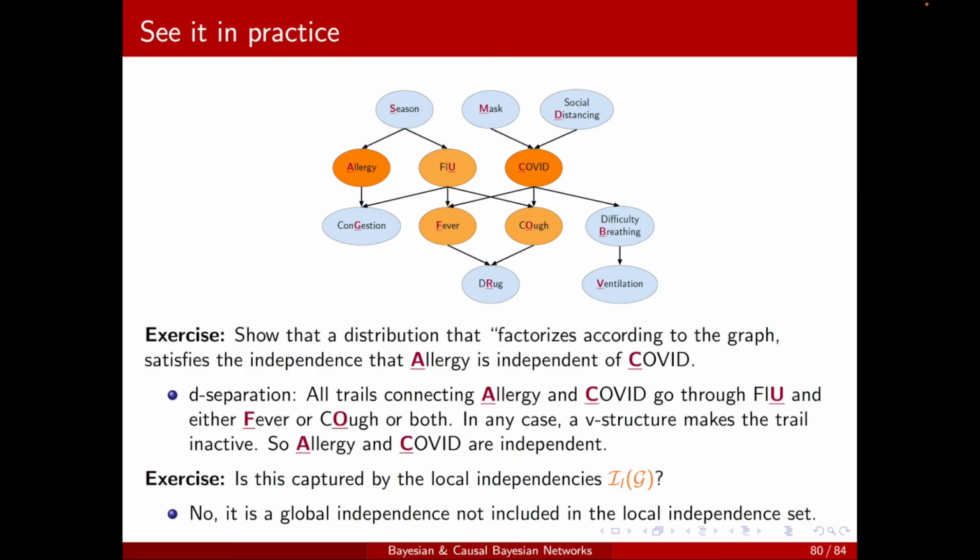Now, is this captured by IG? No, it is a global independence not included in the local independence set, again, because in the local independence ones, we had allergy, for example, conditioned on its parent, and so on. Okay.